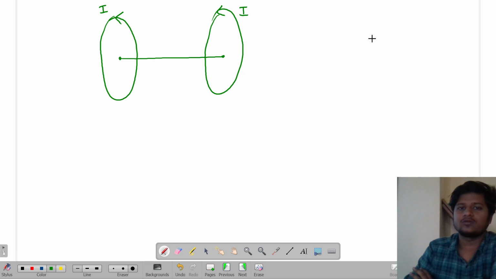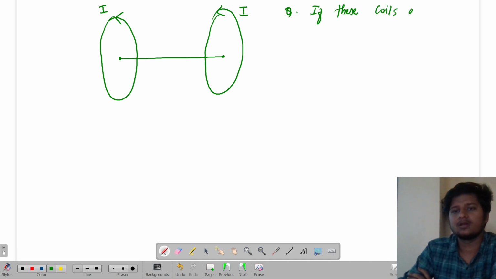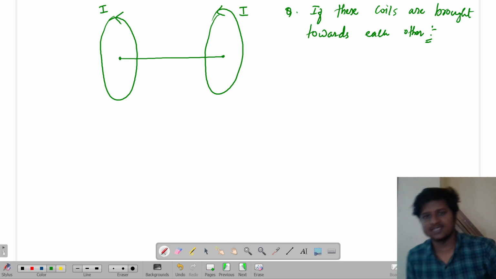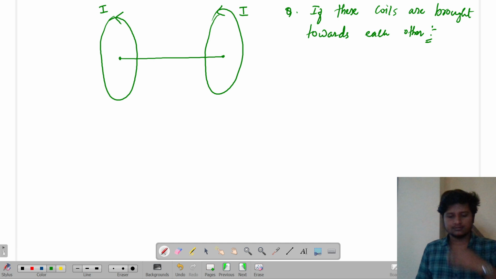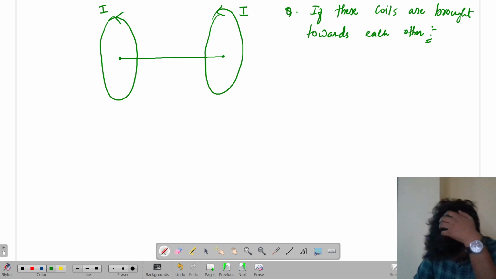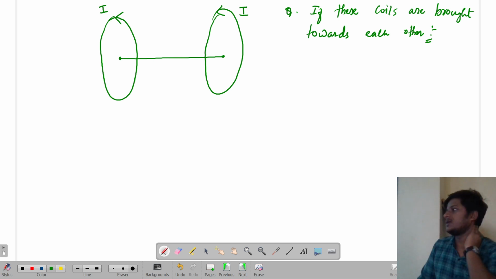Now, the question is, if these coils are brought towards each other, what is happening, guys? The coils are getting brought towards each other. Then what will happen? You have to tell me. If the coils are brought towards each other, then what will happen?